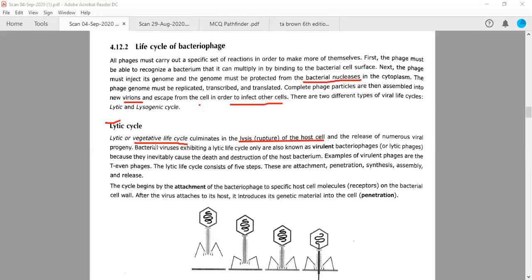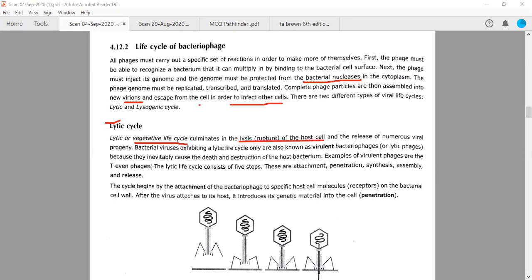These bacterial viruses called bacteriophages that exhibit a lytic life cycle only are also known as virulent bacteriophages, or lytic phages, because they inevitably cause the death and destruction of the host bacterium. It means there is no gap. Once they infect the bacterial cell, they start replicating their genome, and protein synthesis is started with the help of enzymes of the host, and then they will lyse the bacterial cell. Examples of virulent phages are the T-even phages.